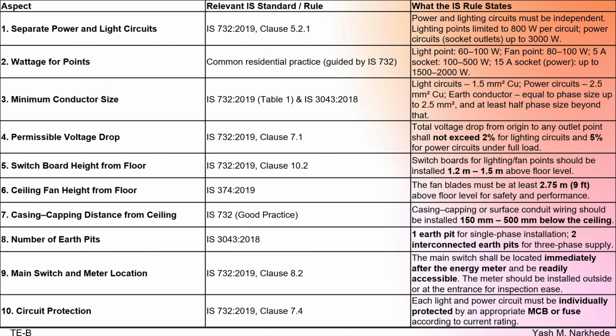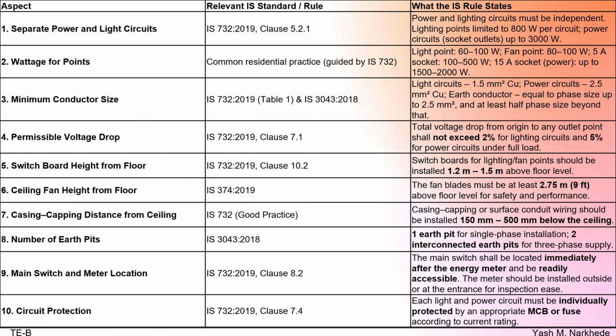9th point is for main switch and meter location. As per IS 732, the main switch must be located immediately after the energy meter. Both should be easily accessible. The meter is usually installed outside or near the entrance so that electricity officials can inspect it without disturbing the owner. Now 10th point is for circuit protection.